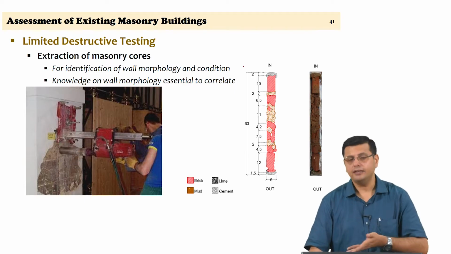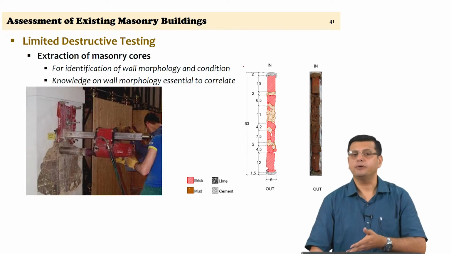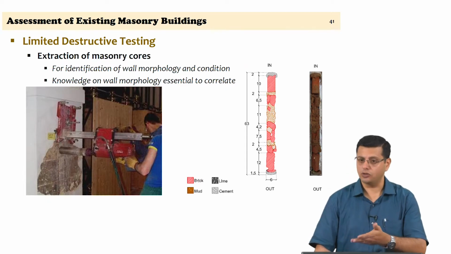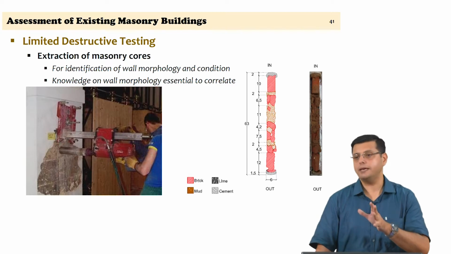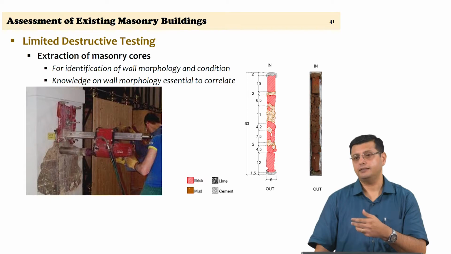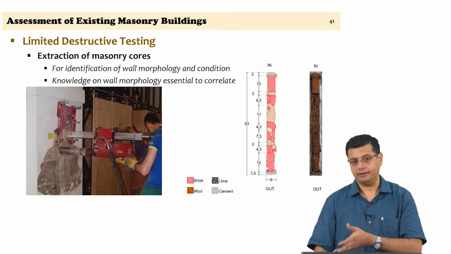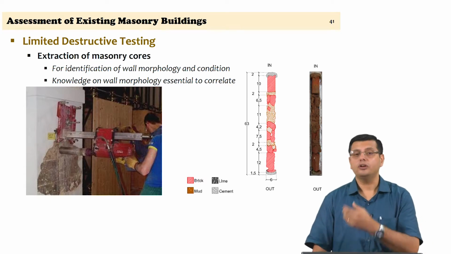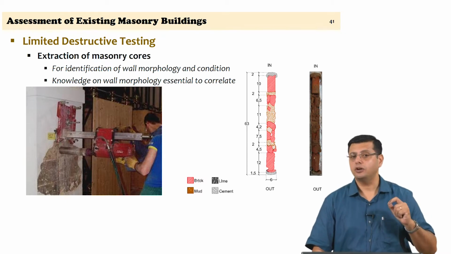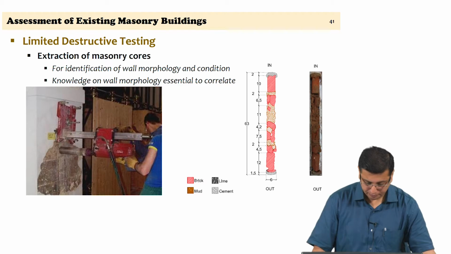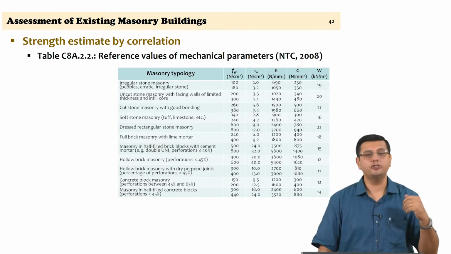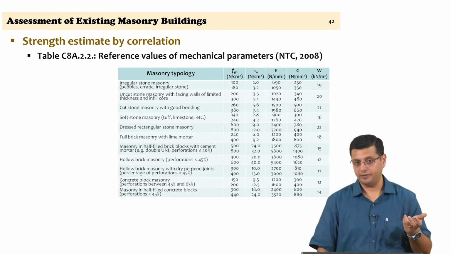What you are seeing here is a wall cross section coming from a historical structure. It is a structure which is about 180 years old, but a formal masonry construction where the use of mud mortar and the use of lime mortar has been there. So, it is important to know information of the cross section, and extraction of a masonry core can help you arrive at that. Once you do that, then you know what is the typology of masonry you are examining.